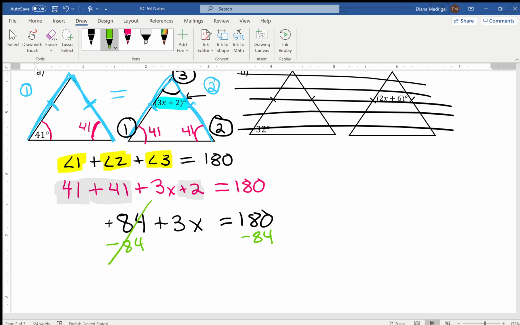All right, again, the purpose of you subtracting 84 is to cancel it. I don't want to see it anymore, or I don't need you to add. If you literally put this in your calculator, 84 minus 84, it's going to give you 0. It goes away. So now I have 3x equals 96.